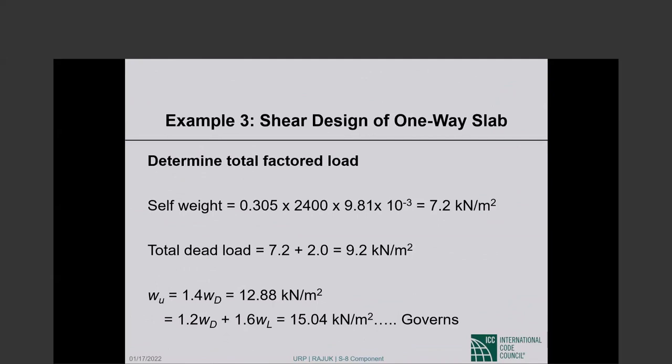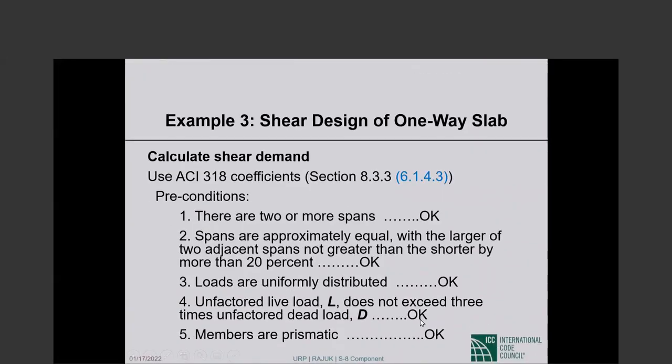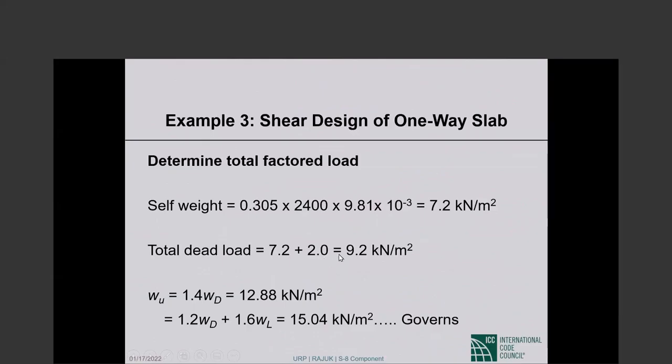Self weight of the slab: 305 millimeters, 2400 kilograms per cubic meter, 9.81 is the g. That gives us 7.2 kilonewton per square meter. Total dead load then is 7.2 plus the superimposed 2 kilonewton per square meter, that's 9.2. So the load cases: 1.4 dead load is 12.88 kilonewton per square meter, 1.2 dead plus 1.6 live comes to 15.04 kilonewton per square meter. So that is the governing case.